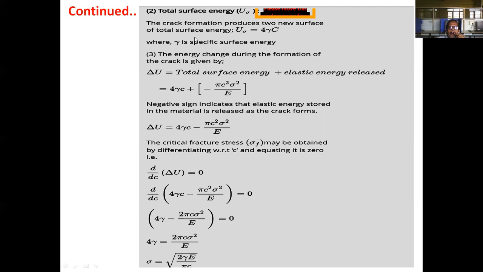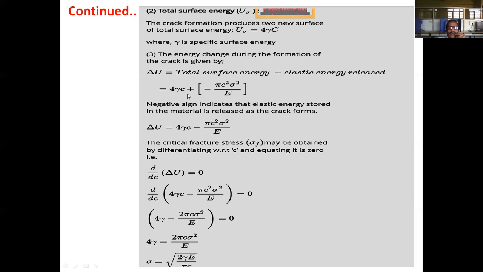Okay, and now the third step will be the energy change during the formation of crack. Now, the energy change during the event of formation of crack, what is that? That is supposed to be delta U. The total energy will be total surface energy, which is U sigma, 4 gamma C, plus elastic energy release that we have written in step 1. So addition of these two.